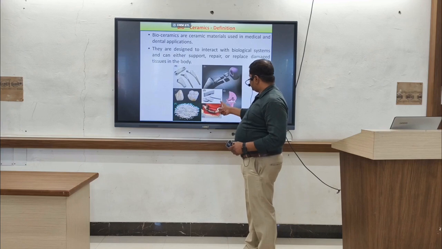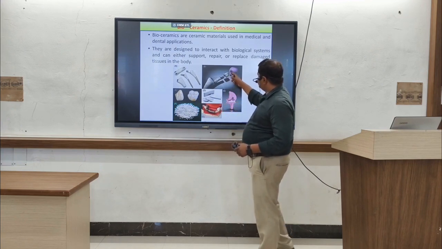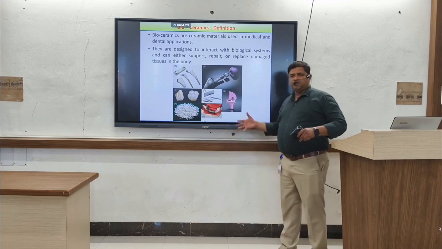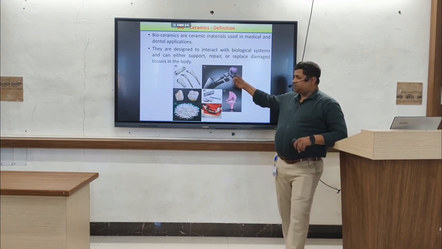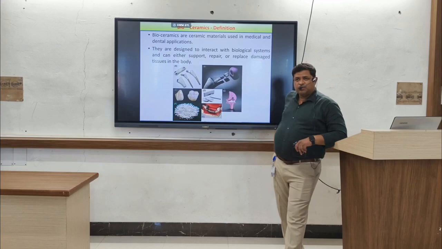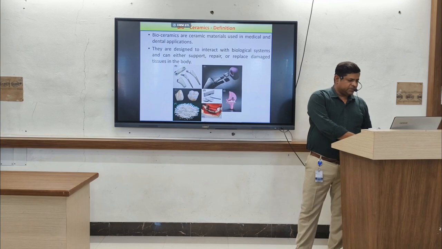All the way, this is the example again. Again you can have knuckle joints or hip joints as well. In Marathi we call it the hip socket, and the ball here is what is going to be replaced. Okay. So this kind of application you will find in the case of bioceramic materials.